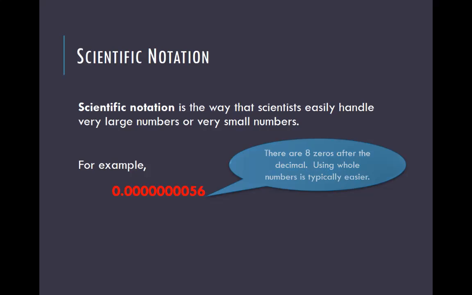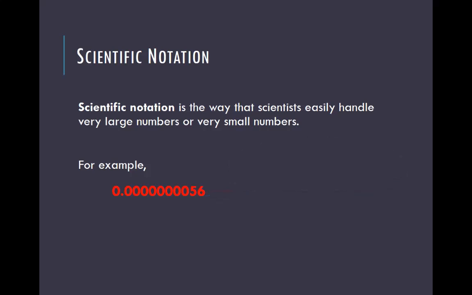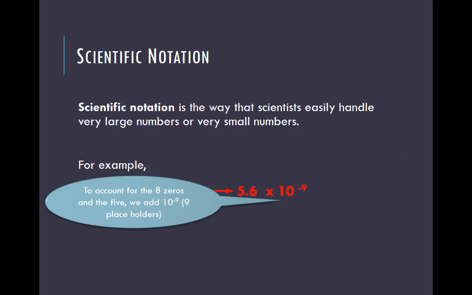So, what if we were to go ahead and change this to 5.6? Okay, well, it's not accurate. But it is accurate if we do 5.6 times 10 to the negative ninth. This accounts for the 8 zeros and the 5 that we made from a decimal to a whole number. Okay, 9 place values. Because remember, if you times anything by 10, it's simply moving the decimal.